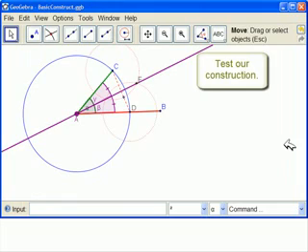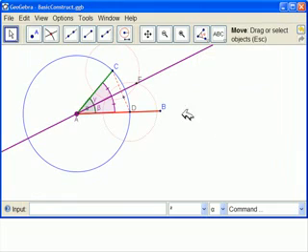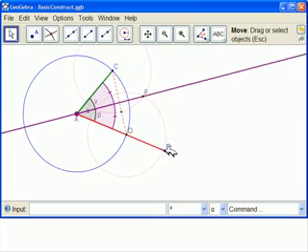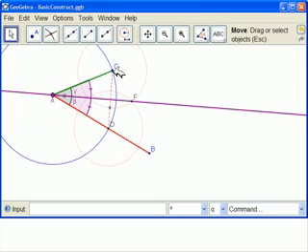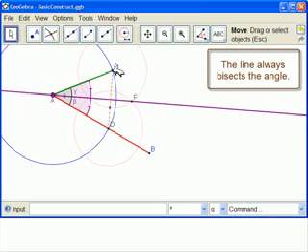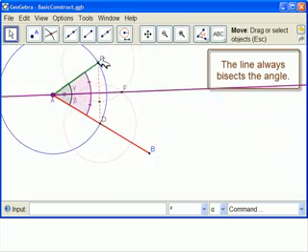Let's test it. So what did we have in the beginning? We had B, A, and C. So if we move B, the angle still bisects. If we move A, the angle still is bisected. And if we move C, the angle is still bisected.